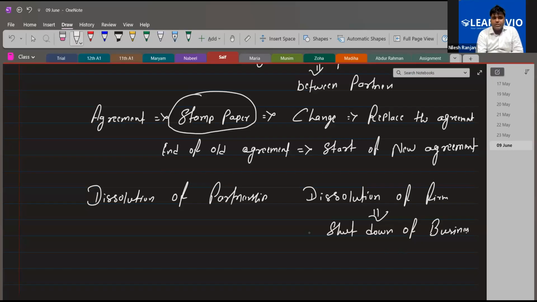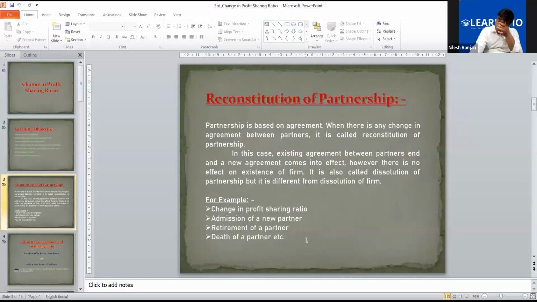It is shutdown of business. But when we say dissolution of partnership, it is just a change in relationship, means the old partnership relation will come to an end and a new one will start. So change in relationship. Is that clear? Yes, sir. So please write this.